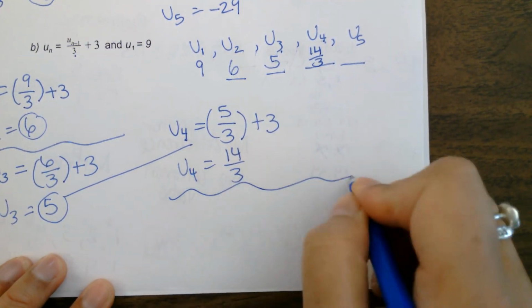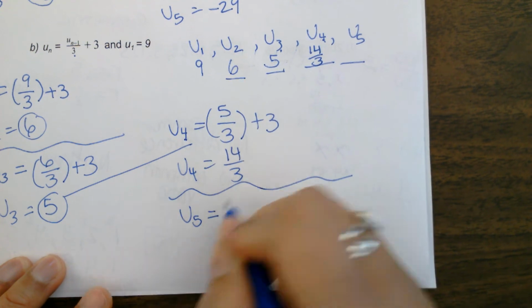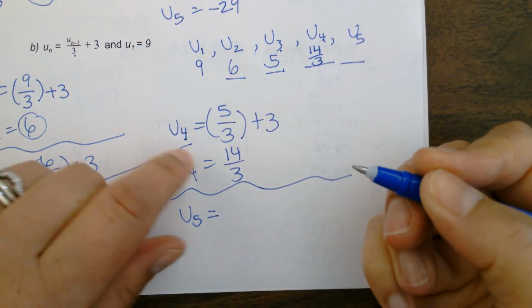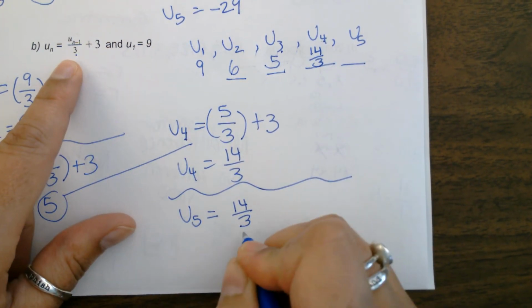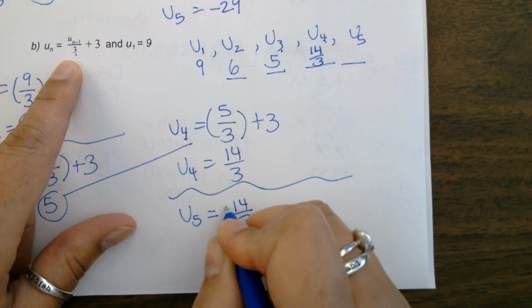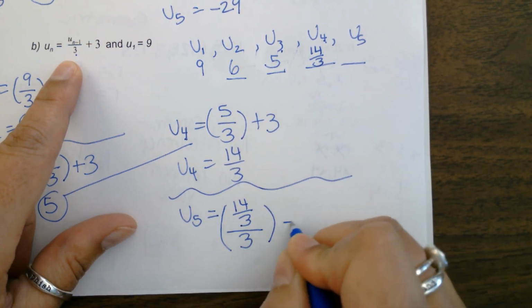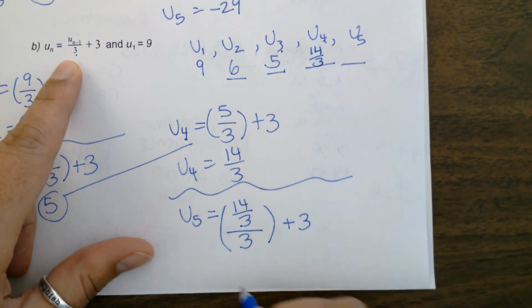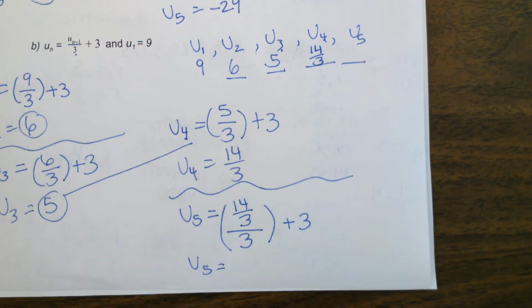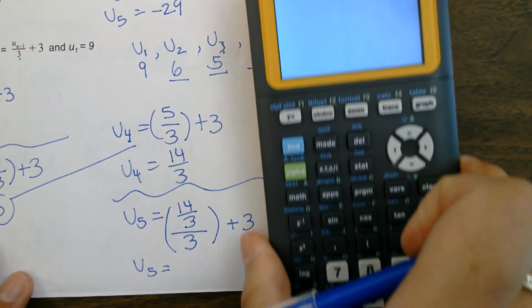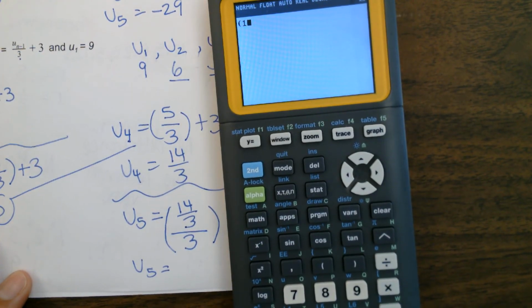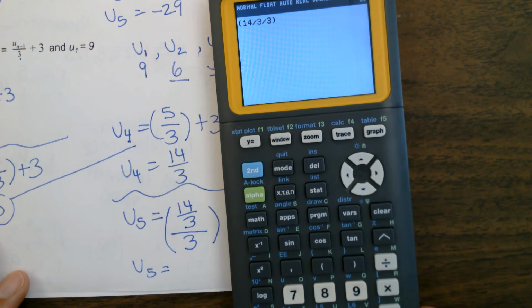Okay, now our last one. Don't get nervous, please, because we're going to use the calculator because this course is about the calculator. So here's our previous term, 14 thirds. We have to now divide that by 3. I'm going to put this whole thing in parentheses and then plus 3. Don't forget your plus 3. u sub 5 equals, parentheses 14, division, 3, close it, plus 3.